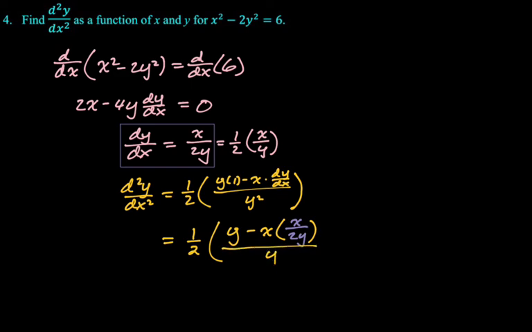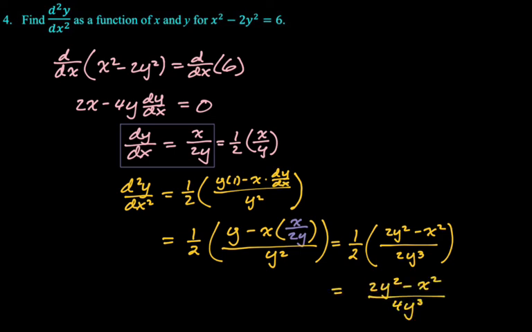Close it. And then, we got this stuff. Okay, so now I need to simplify this. Looking at the numerator on the inside, I'm going to get a common denominator of 2y, which gives me 2y squared minus x squared over 2y, all over y squared, which becomes 1/2 the quantity 2y squared minus x squared over 2y cubed. And then finally, you can distribute that 1/2 back in and get 2y squared minus x squared over 4y cubed.